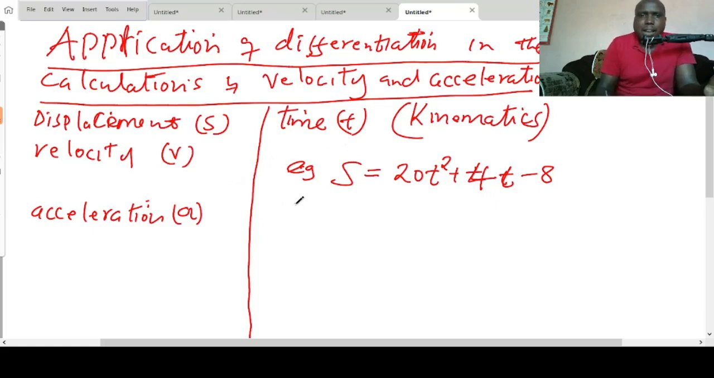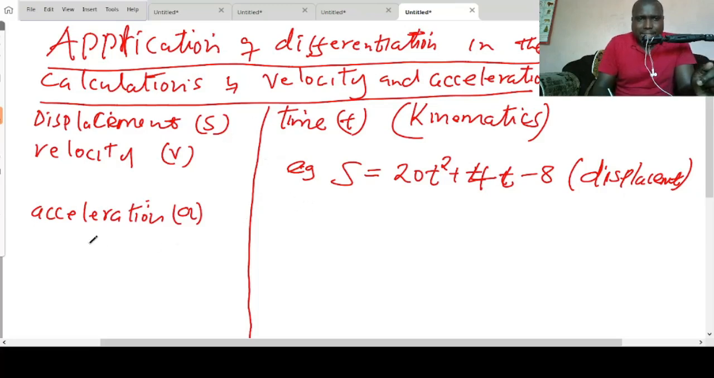For example, when we have S is equal to 20t square plus 4t minus 8, this is what we call displacement. Displacement is the same as distance. If a particle is moving, it moves a certain distance, and that distance is what is called displacement. So displacement is the same as distance, but here we use displacement S to represent distance.